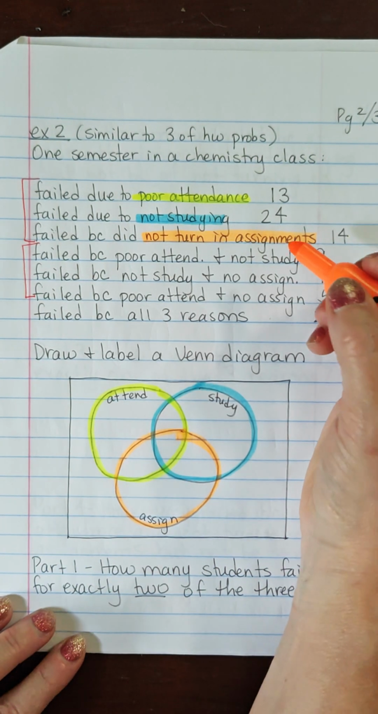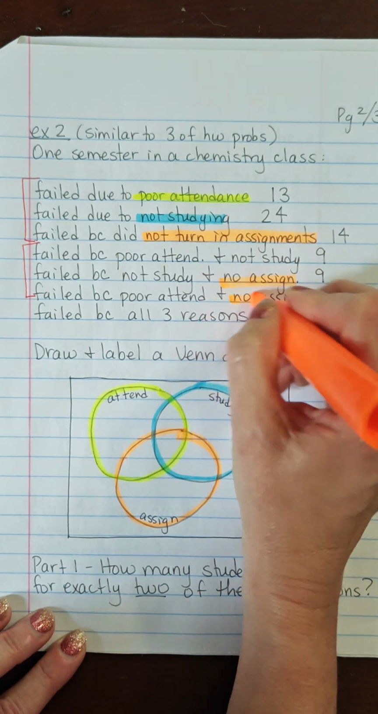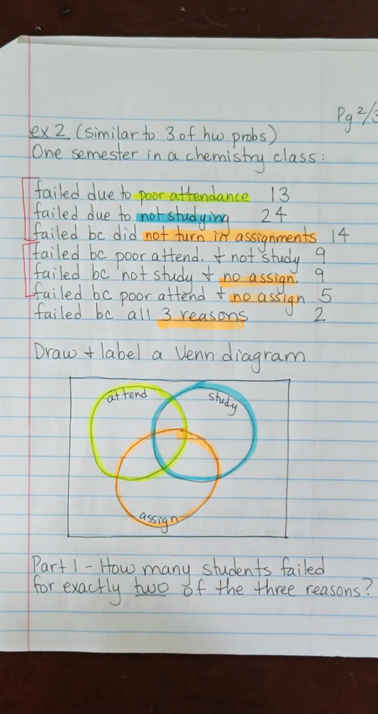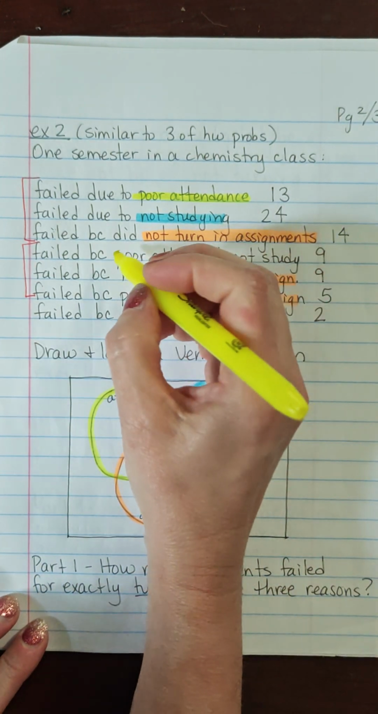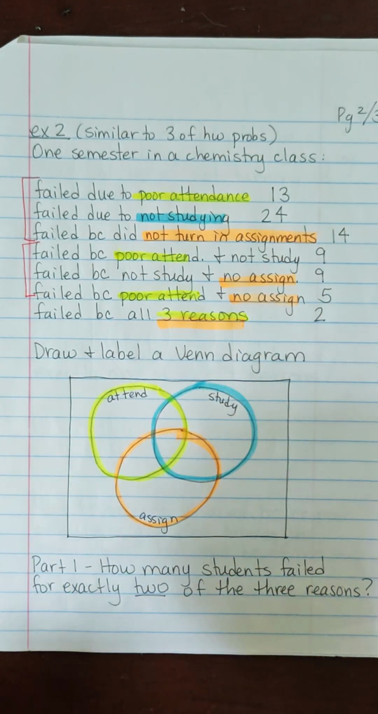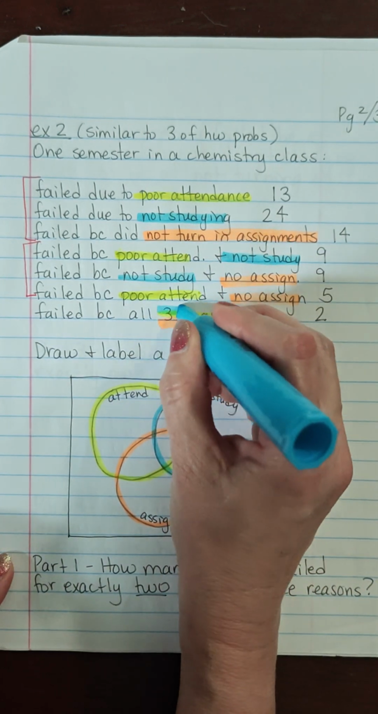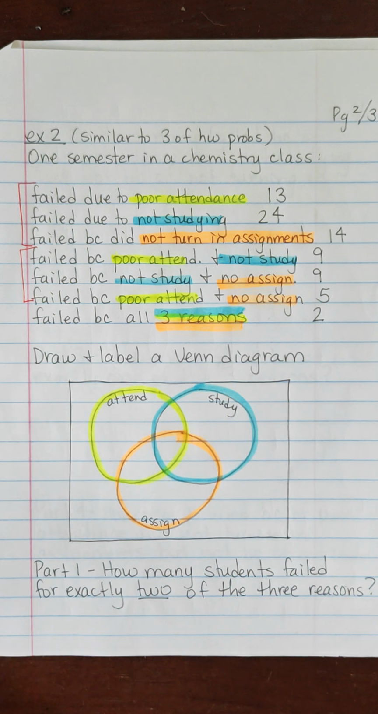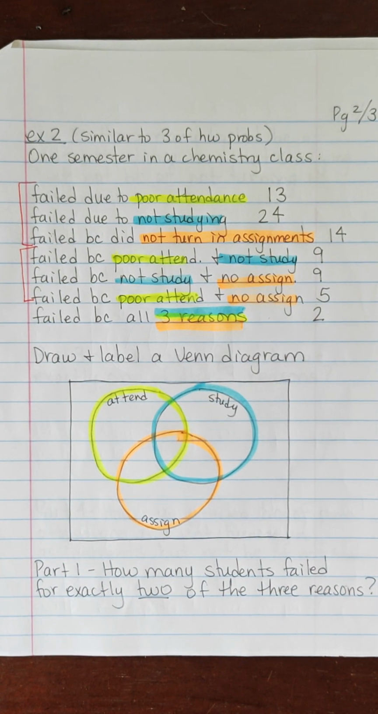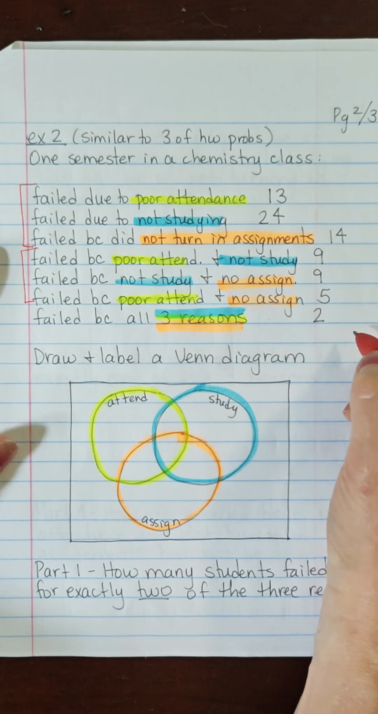Okay, so let's go ahead and finish color coding this. So not turning in assignments. And then we have poor attendance. And then we have not studying. Okay. I'm a very visual person, in case you can't tell. So I'm very much like highlighters and color and accenting things so that you can see those connections a little easier. Okay, let's start in the middle and subtract our way out.